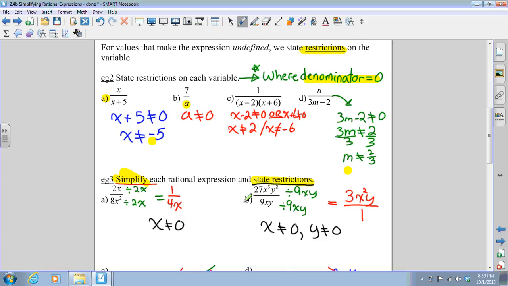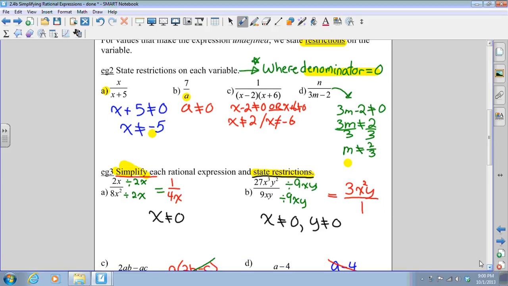In B part, both the numerator and the denominator can be divided by 9xy. What are we left over with? In this case, it simplifies to 3x squared y divided by 1, or just 3x squared y. But, ladies and gentlemen, notice here that there's no denominator anymore. But what you need to remember is you've got to go back also to the original expression.